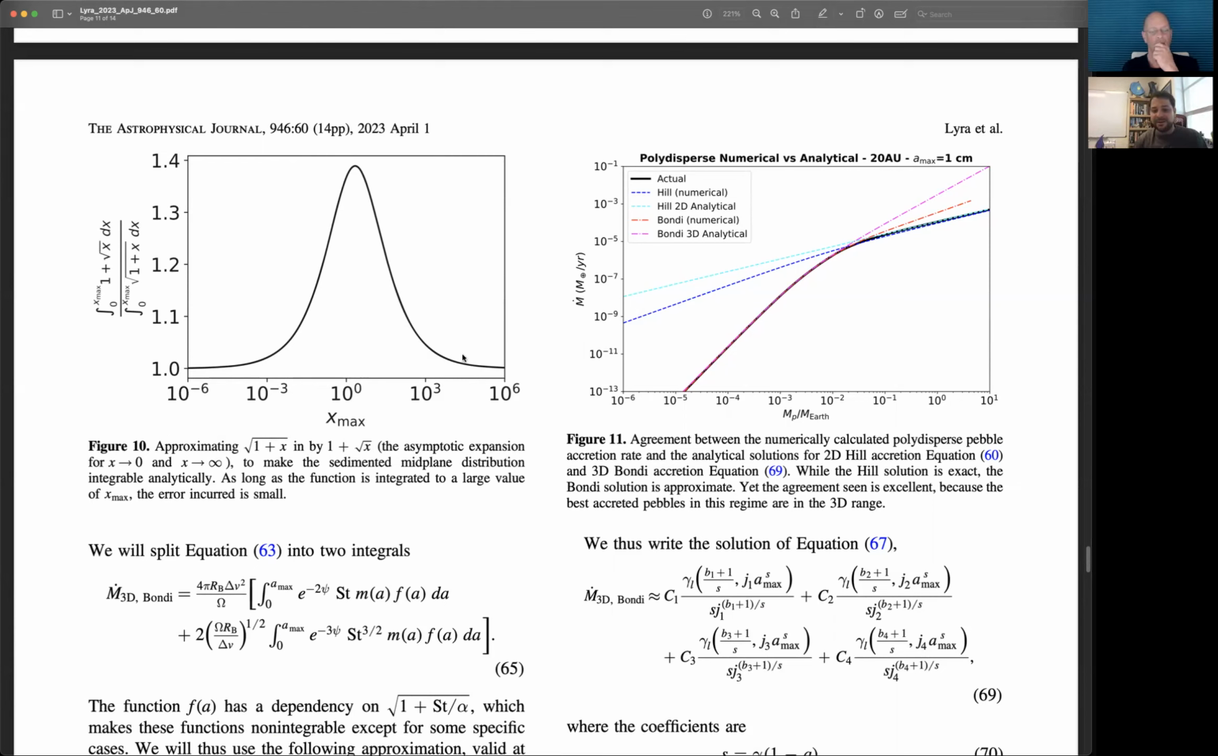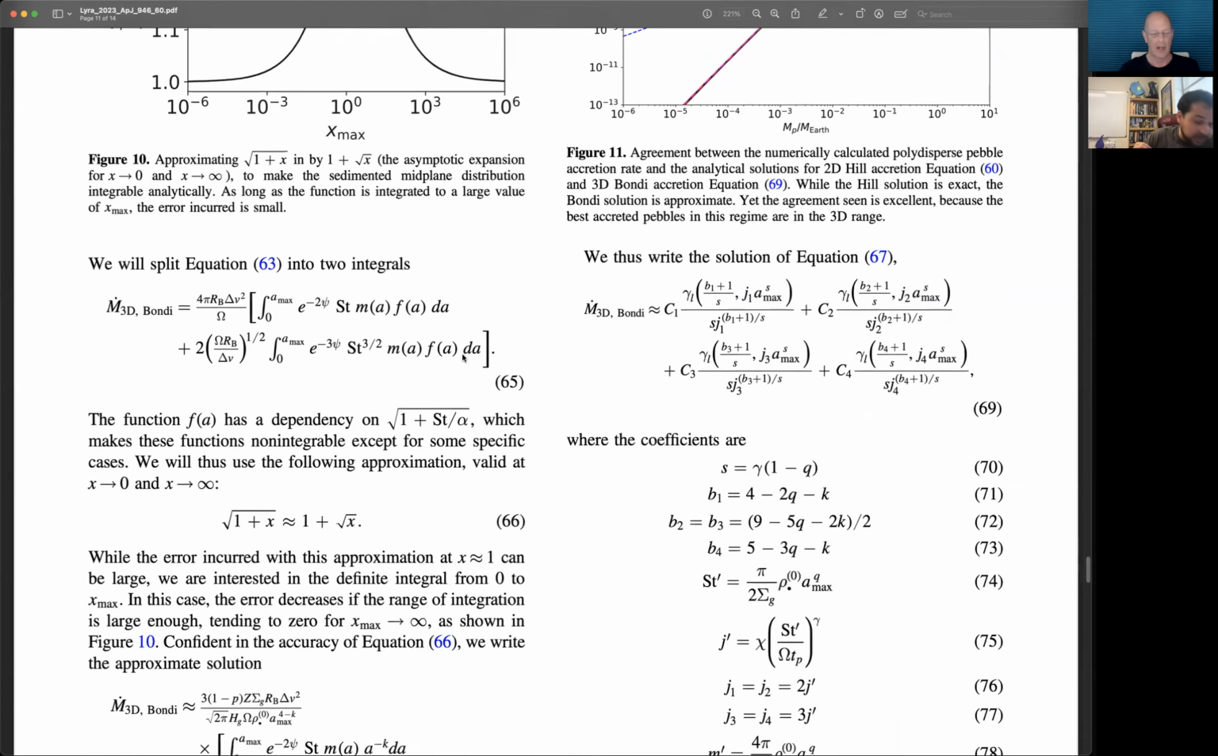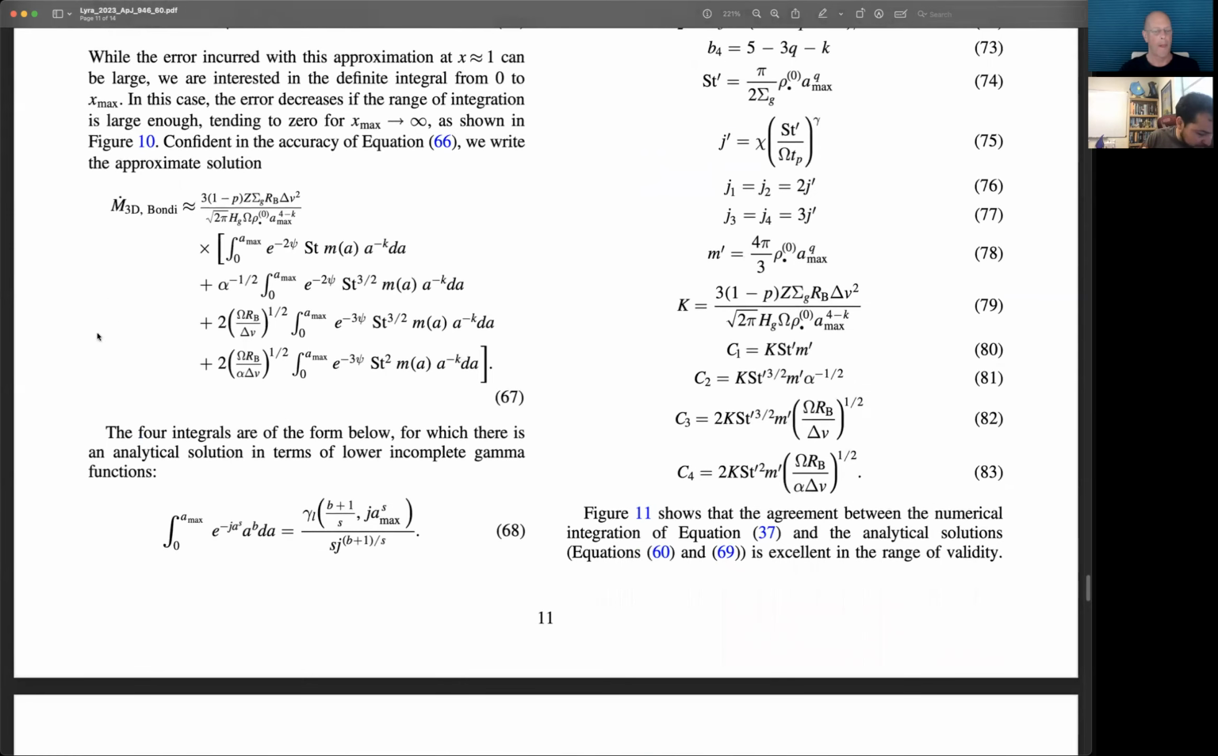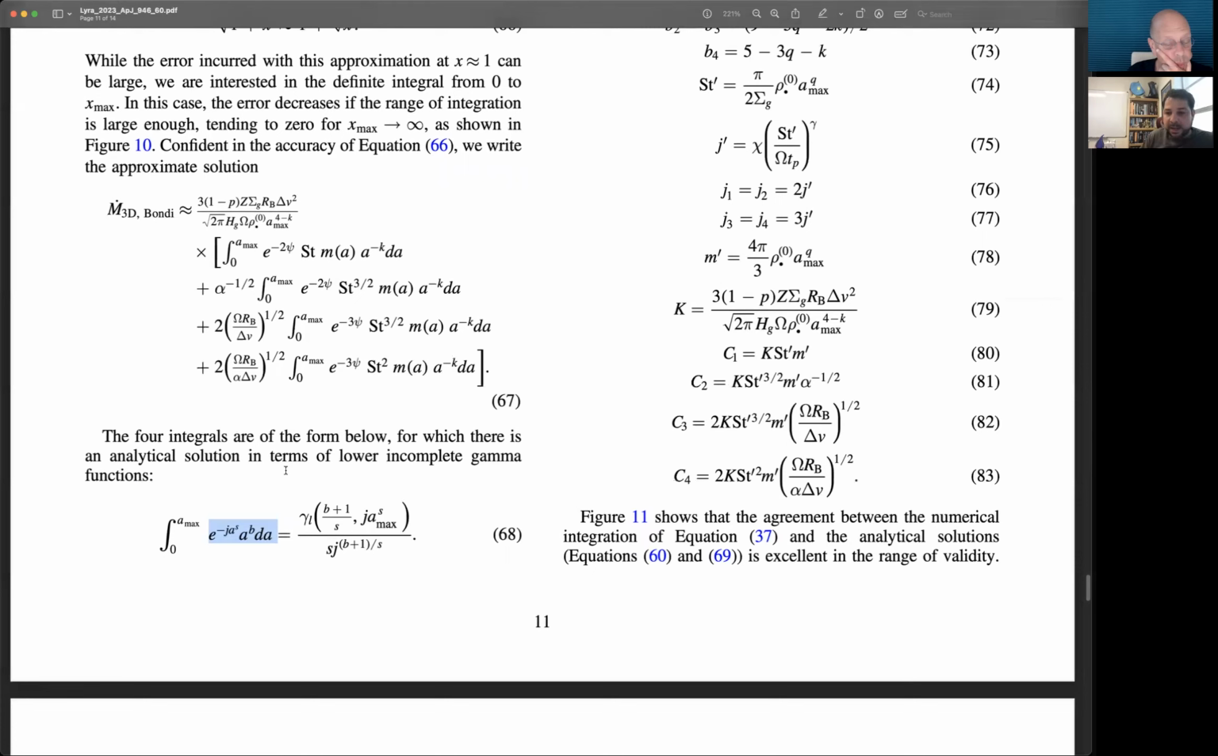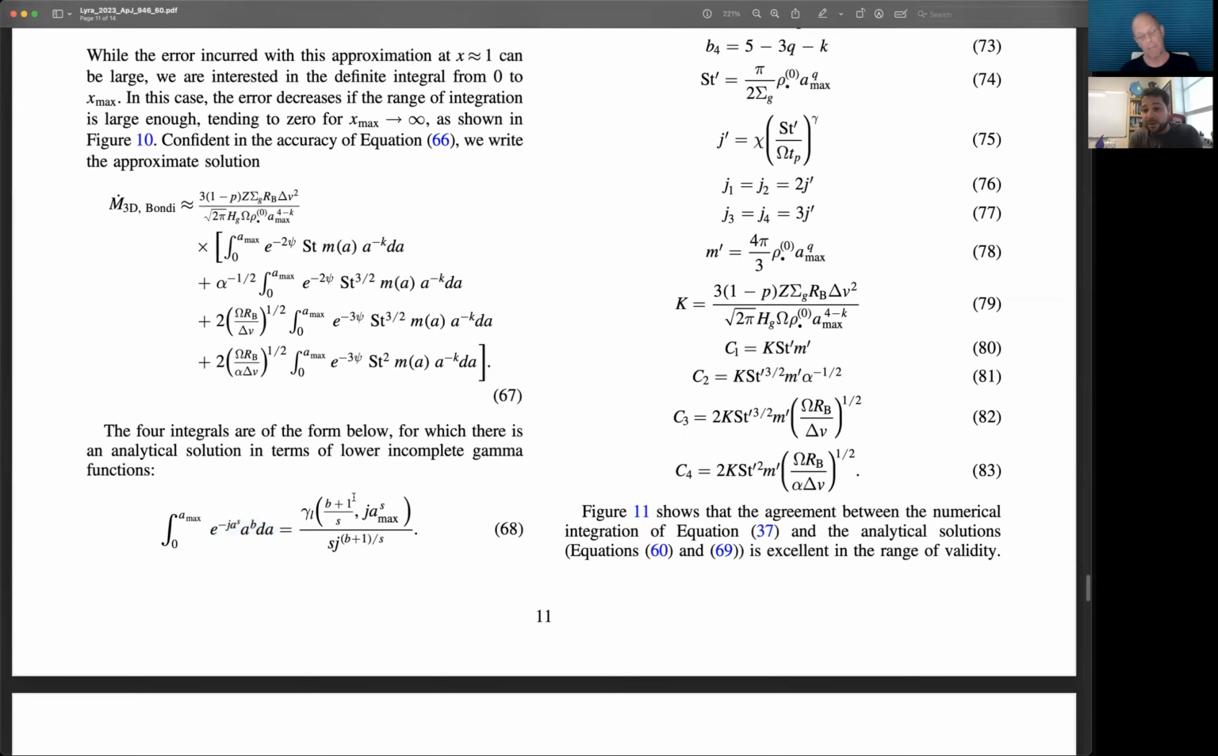So equation 67 is using this approximation to try to solve the integral. You split it into 4 integrals, 1, 2, 3, 4, and all of these integrals have the shape of equation 68: an exponential times that, and it turns out that this integral has an analytical solution. That's the lower incomplete gamma function.